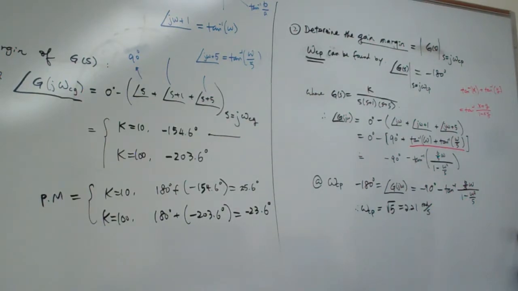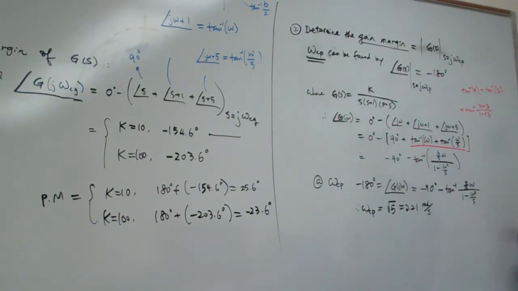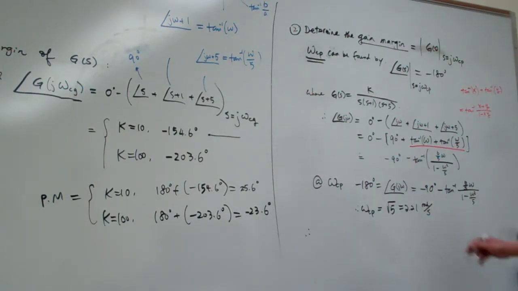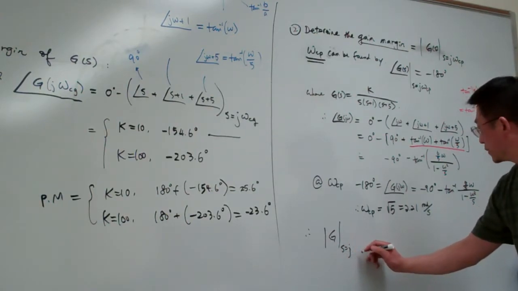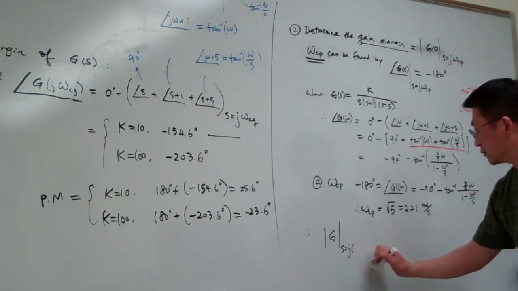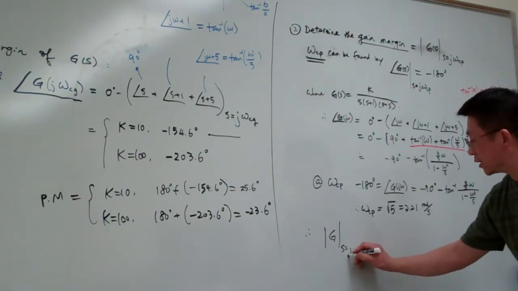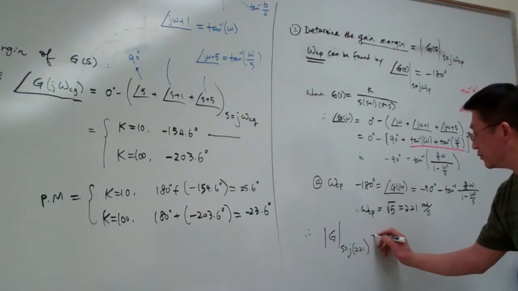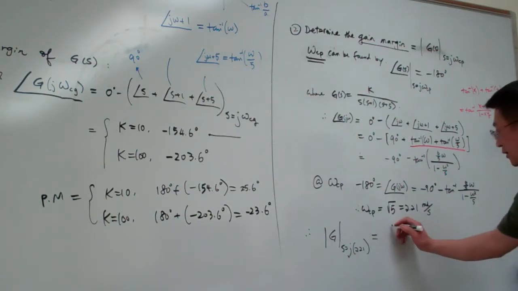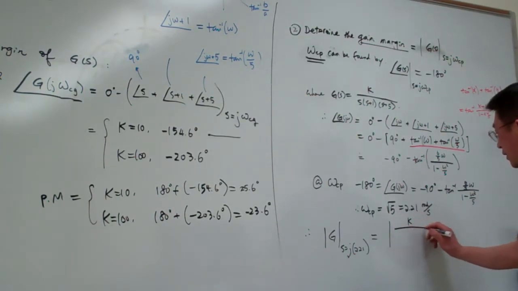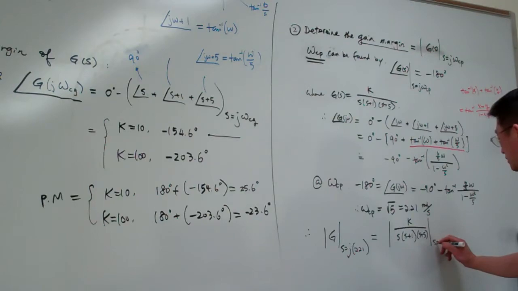You good? Okay. So once we have this one, you simply plug it back to here. So therefore, the magnitude, you can calculate that one as equal to G at j 2.21. You can determine its magnitude, and its magnitude basically again that is K over s plus 1 and s plus 5 again when s equals j 2.21.